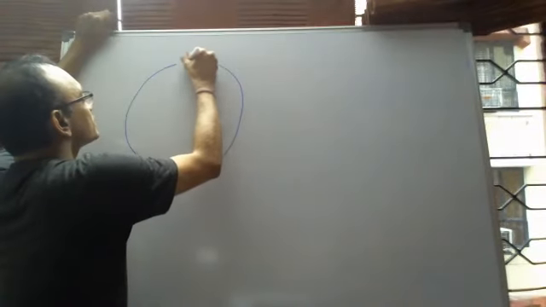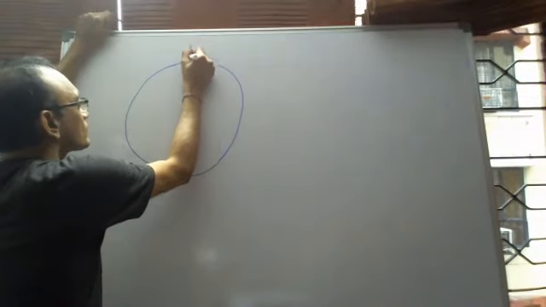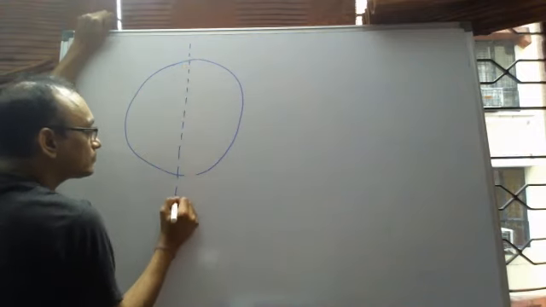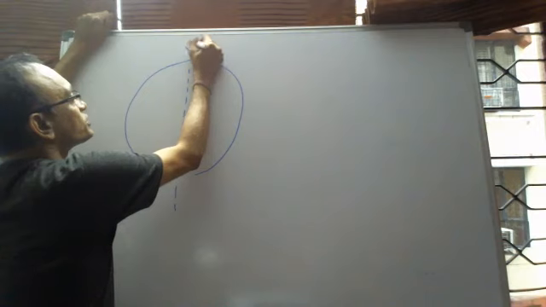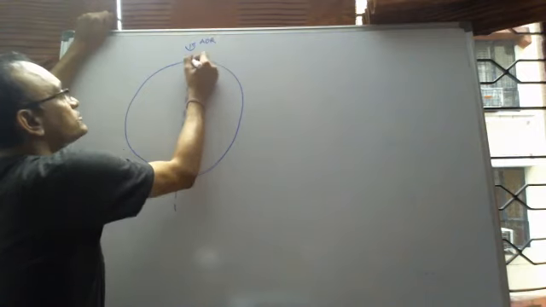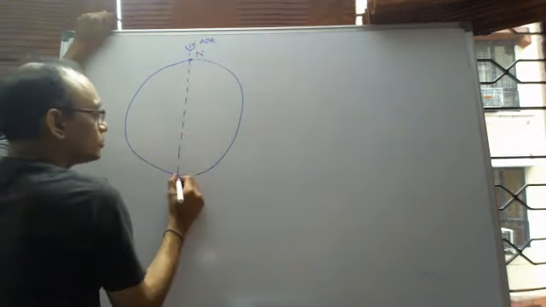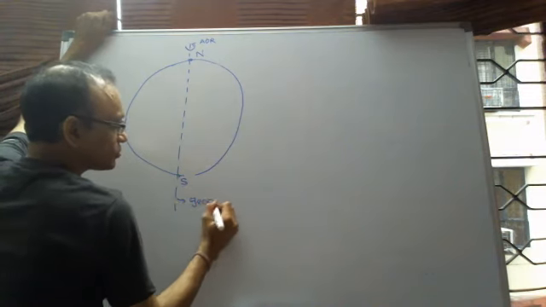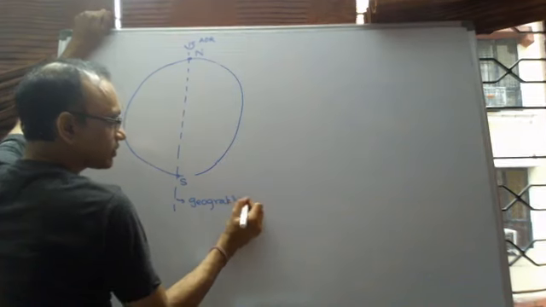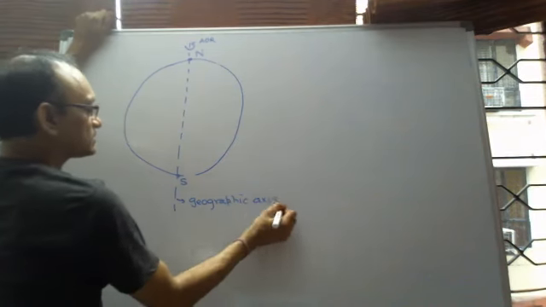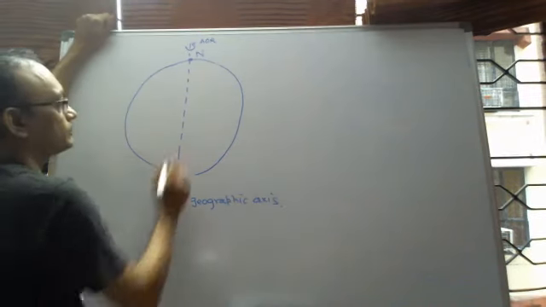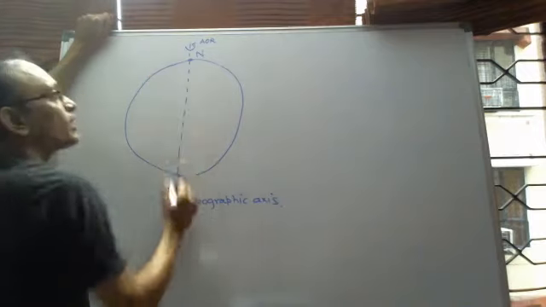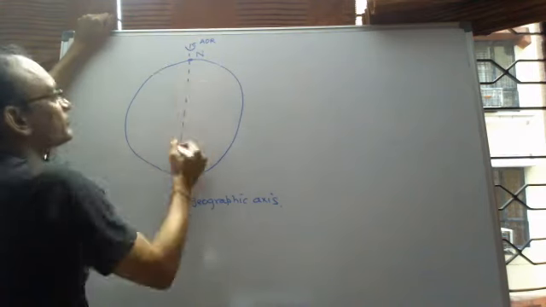So this is the Earth. This is the axis of rotation of the Earth. And this is the geographic north pole. This is the geographic south pole. This is the geographic axis. The geographic poles and geographic axis, right?